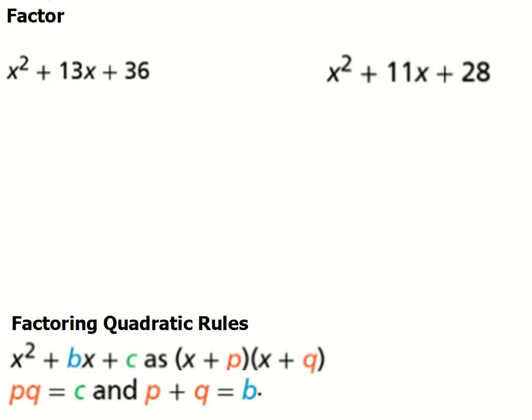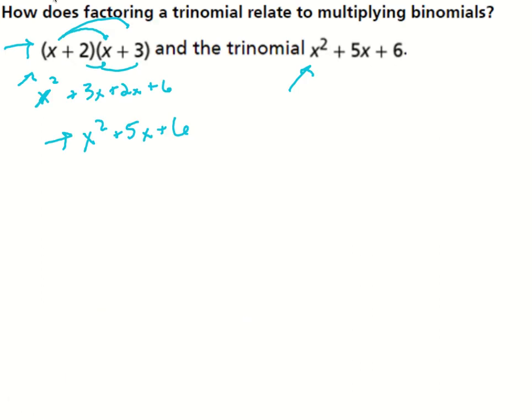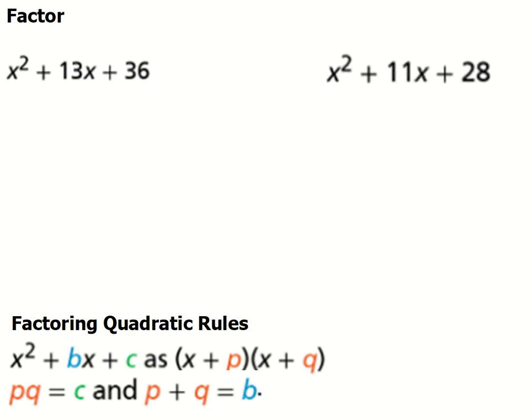So the way we do this is we are going to factor by looking at what are the factors of 36 that add up to 13. If I want to know my binomials, I'm looking at x squared plus 13x plus 36. This is a quadratic, so I know it's going to factor into two binomials. So now I want to figure out what are the factors of 36 that when I add them, they equal 13.